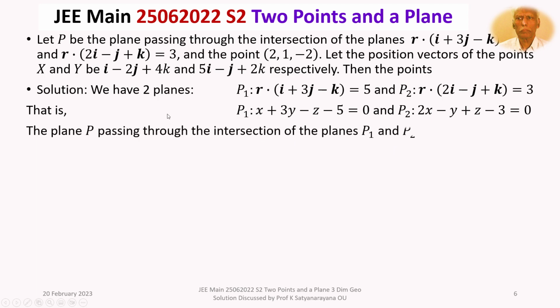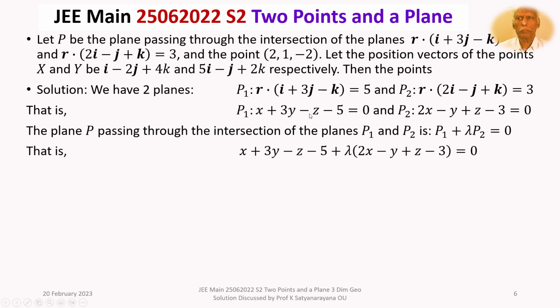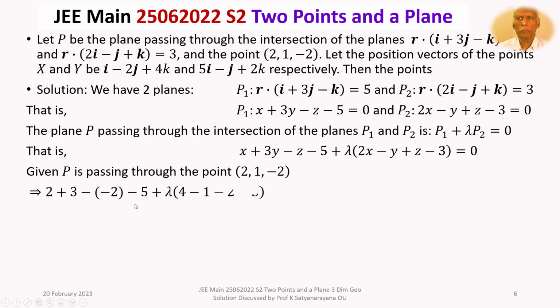And we are given the plane P is passing through the points of intersection of the planes P1 and P2, and that will be given by P1 plus lambda times P2. That is, x plus 3y minus z minus 5 plus lambda times (2x minus y plus z minus 3) is equal to 0. To evaluate this lambda, we are given the condition that this plane P is passing through (2, 1, minus 2). So substitute x is equal to 2, y is equal to 1, z is equal to minus 2 in the above equation. Then simplify, you will get 2 minus 2 lambda is equal to 0. That will give rise to lambda is equal to 1.